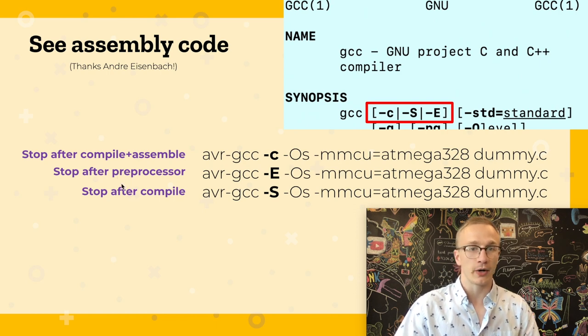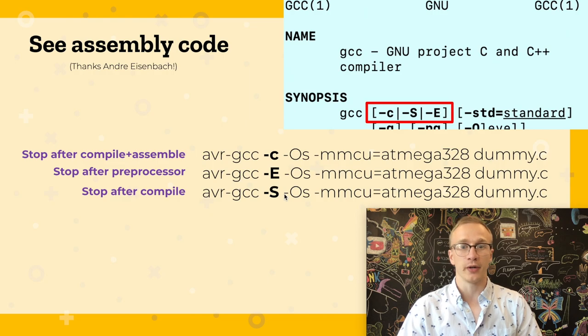And then the one that I care about right now is this dash S flag here, which will stop after compile and leave us with an assembly file. So we can use this dash S flag to see what the assembly code looks like and compare the two programs that we wrote, where one uses bitwise operations and the other one uses hard-coded numbers.